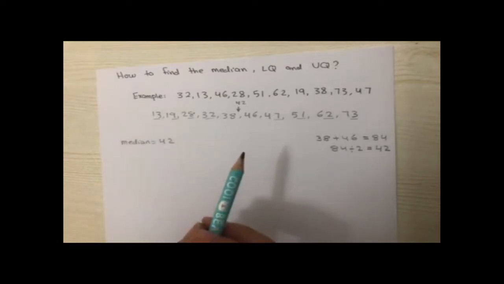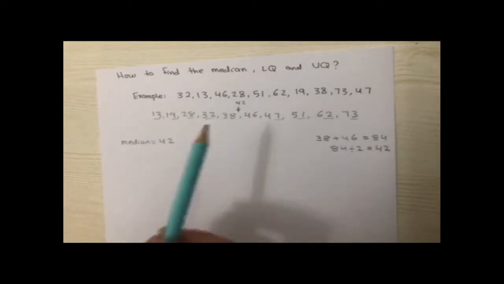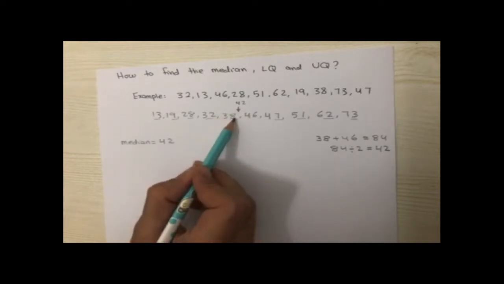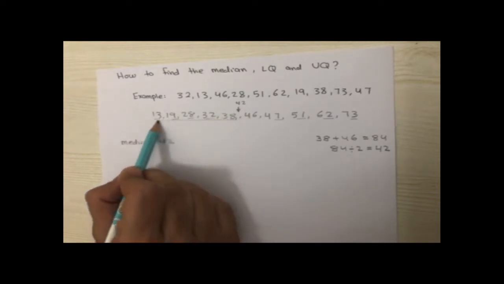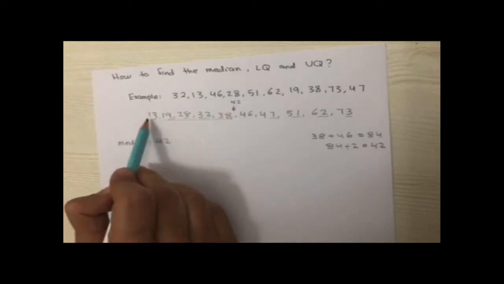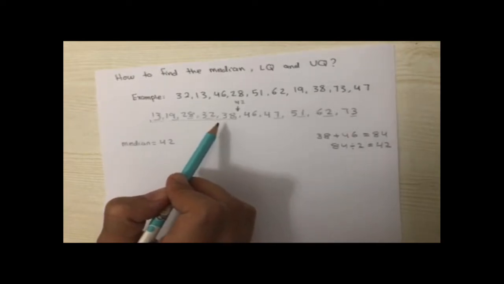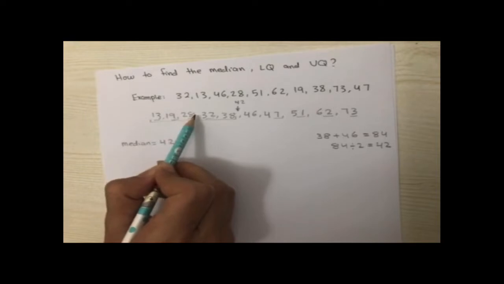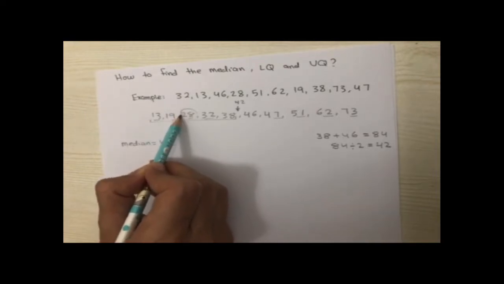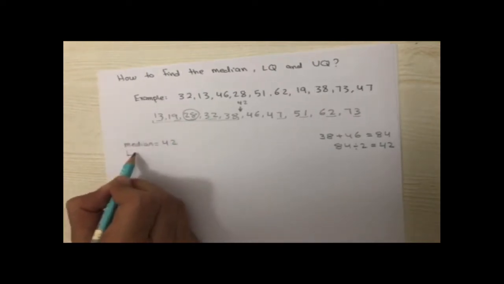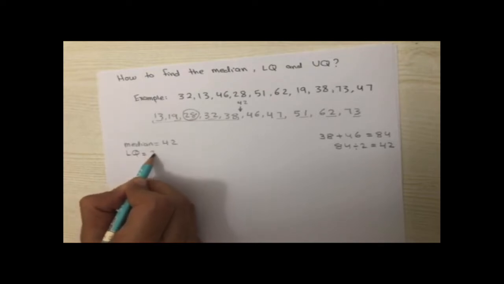The lower quartile is the middle number of the numbers that are less than the median, or the lower half. The lower half is from 38 to 13. All these numbers are less than the median, so this is the lower half. To find the middle number here, it's easy because I have only 5 numbers, which is an odd number, so we will have only one number in the middle. In this case, I don't need to add and divide by 2. So the lower quartile equals 28.